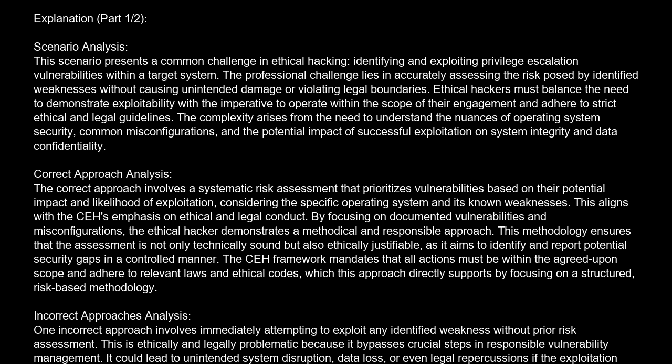Incorrect approaches analysis. One incorrect approach involves immediately attempting to exploit any identified weakness without prior risk assessment. This is ethically and legally problematic because it bypasses crucial steps in responsible vulnerability management. It could lead to unintended system disruption, data loss, or even legal repercussions if the exploitation goes beyond the agreed-upon scope or causes damage. This directly violates the CEH principle of minimizing harm and operating within defined boundaries.